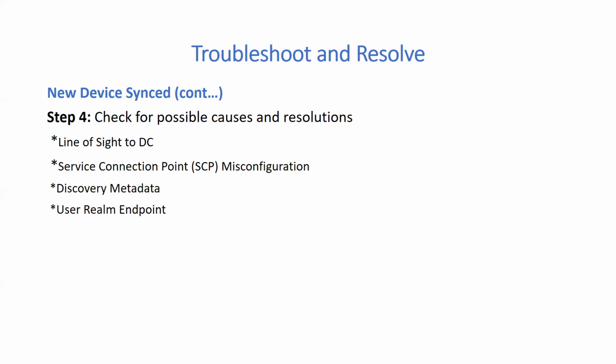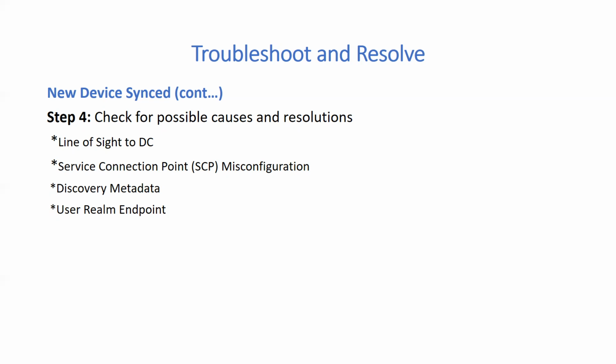Now, our next point is the discovery metadata. The device should be able to access enterpriseregistration.windows.net in a system context in order to discover the registration and authorization endpoint. If not, this can also cause pending devices in Azure AD.